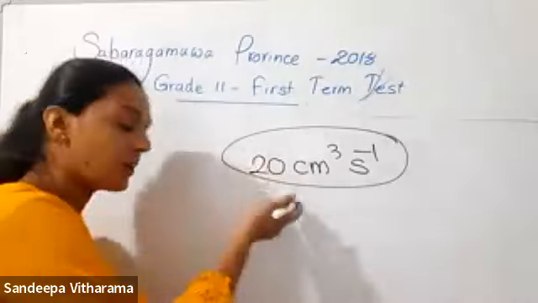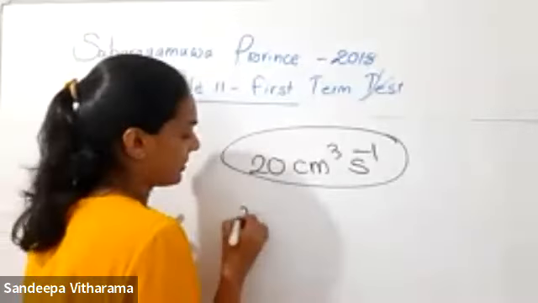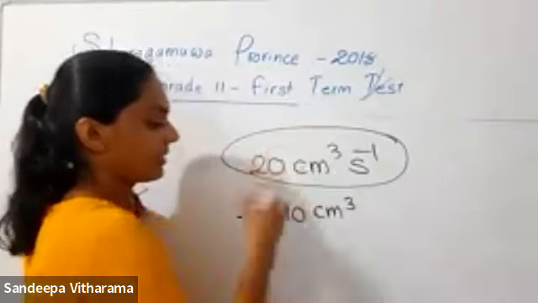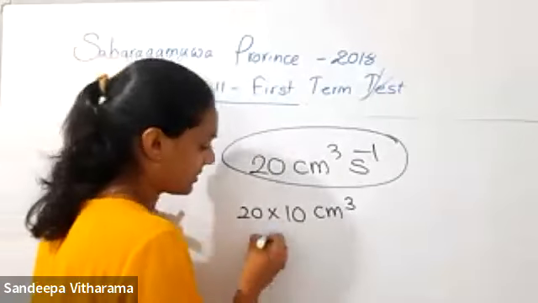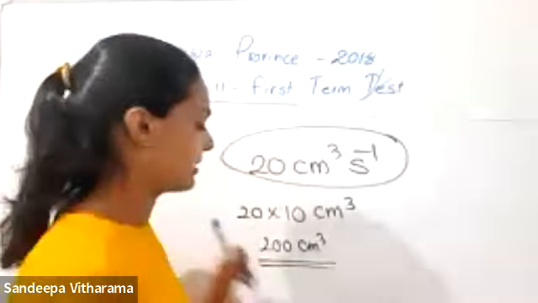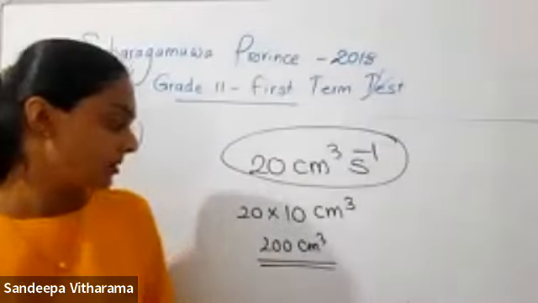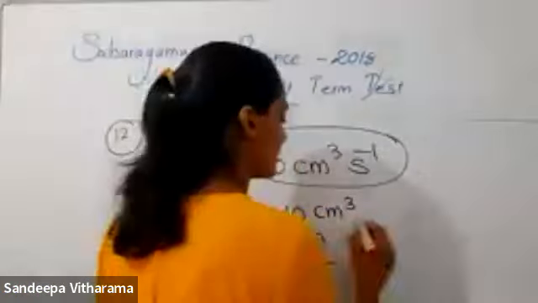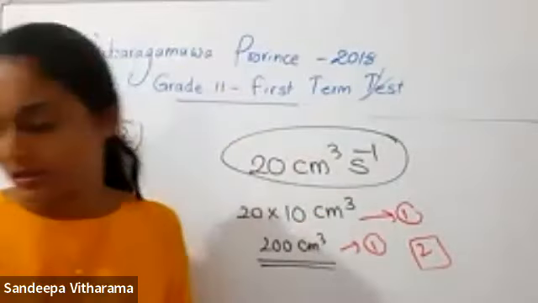Then this is what happened within 1 second. Then what happened within 10 seconds? In order to find it, you have to multiply this by 10 and give the answer as the volume in cubic centimeters. 20 into 10 is 200 cubic centimeters. Then the volume collected within 10 seconds is equal to 200 cubic centimeters. Here is 1 mark, all together 2 marks. Okay.